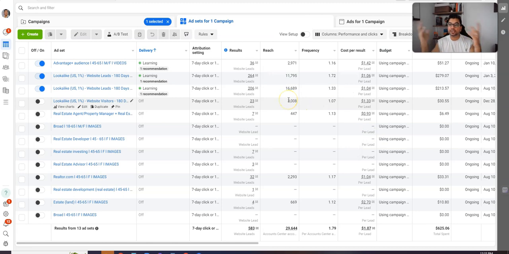So look at this even at the bigger scale. If you're under 20%, you have to make changes to that landing page. Otherwise, you're sending a lot of traffic and they're not converting.